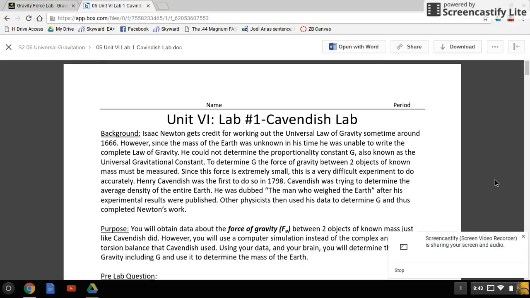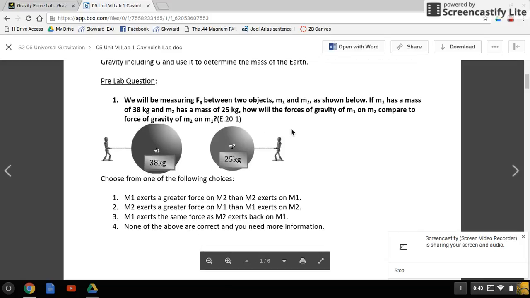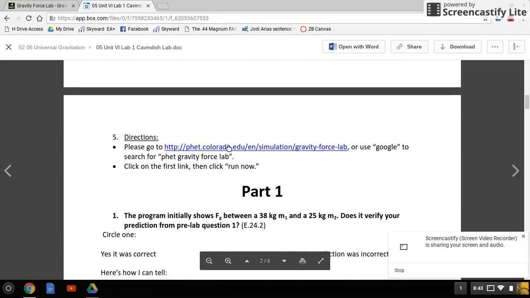All right, kiddos, here we are today. As you know, yesterday I walked you through a lot of this. So you're going to be doing the Cavendish lab again. I walked you through a lot of it. We already answered this pre-lab question, and we've moved on.